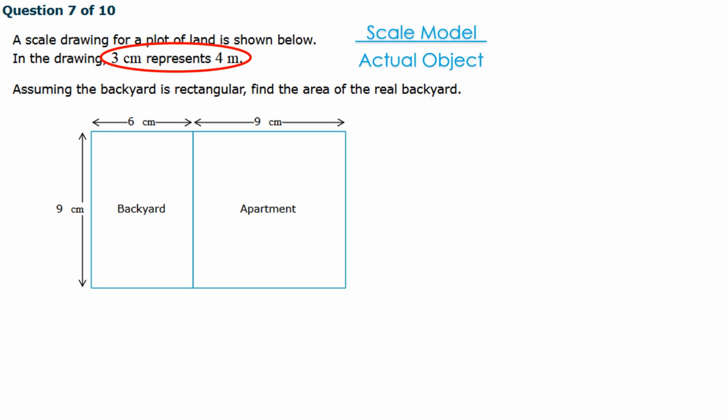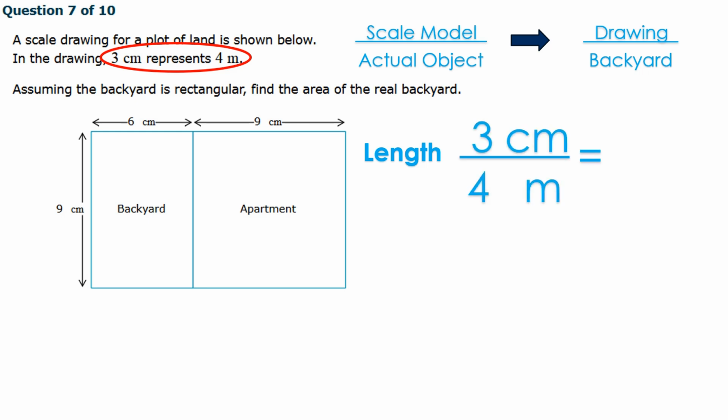So the scale model is over the actual object, meaning the drawing goes over the backyard. Now this one's a little different because we have to get both of these measurements, not just one like we've done in the past. So first let's start looking at the length. We always begin with our scale factor because we know that to be true. Then we look at what the actual and what the drawing is.